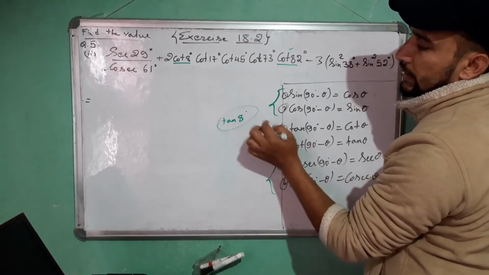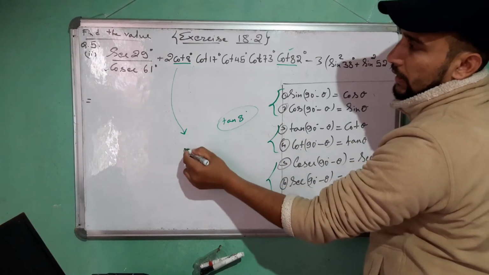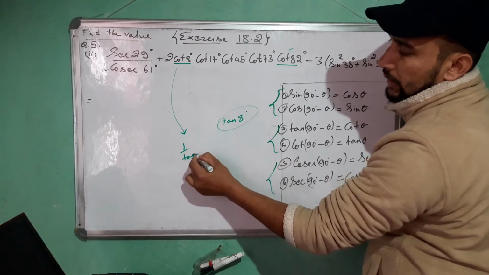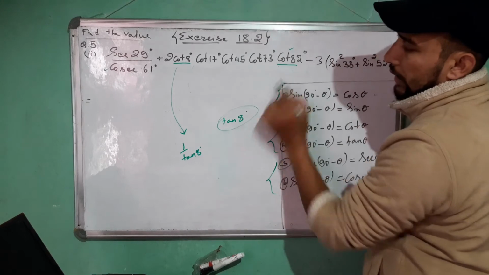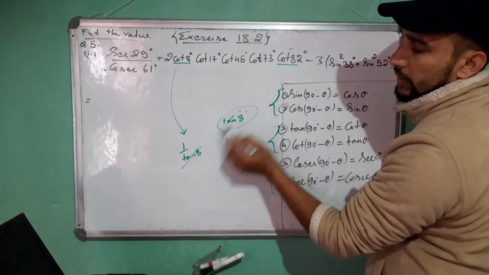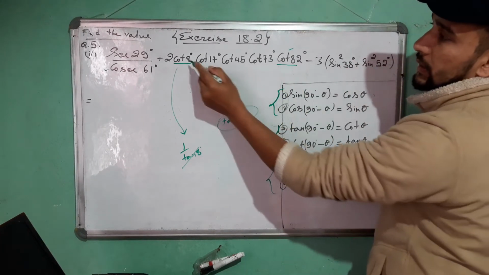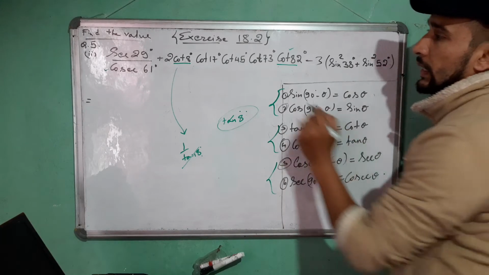You got tan 8 degree, and this is cot 8 degree. Cot 8 degree you can write as 1 by tan 8 degree, and here you have tan 8 degree. So this and this get cancelled. This is the numerator and this is the denominator. So you convert it and cancel it. This and this get cancelled. Okay, one time.